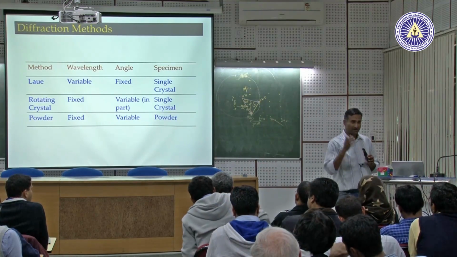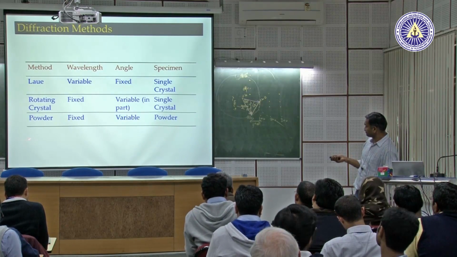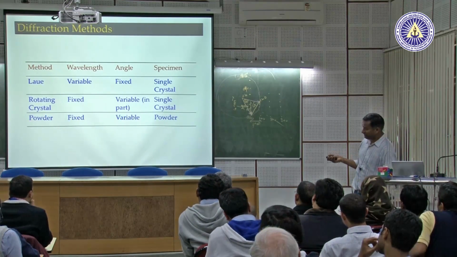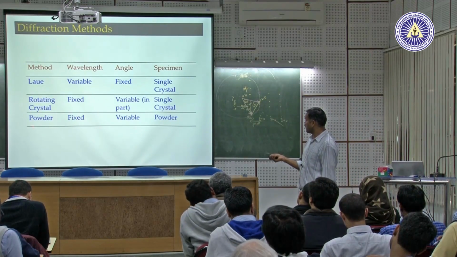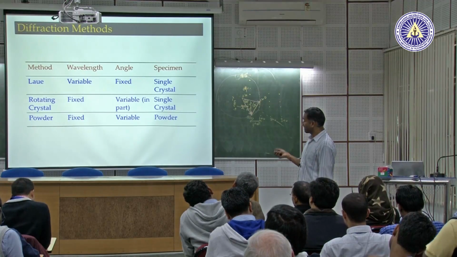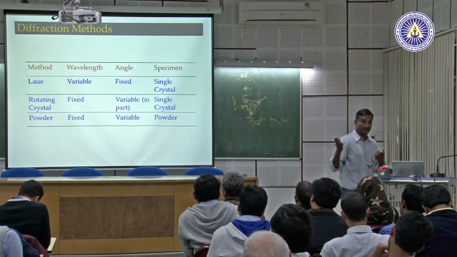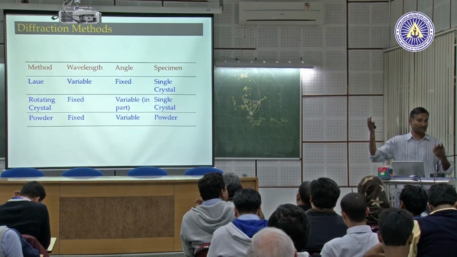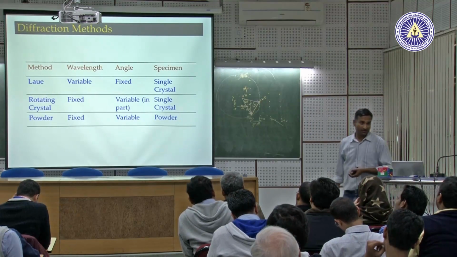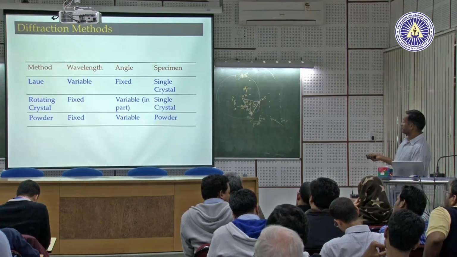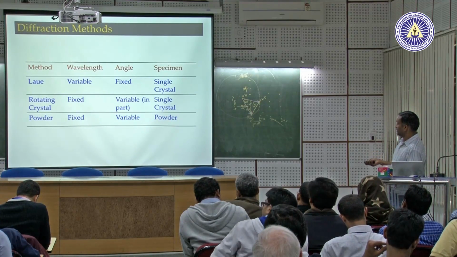That is, you rotate the crystal, and this is again useful for single crystal diffraction. And then you have powder diffraction, which is the most common diffraction method, where the sample is powder, the wavelength is fixed, but the angle is variable because it's a polycrystalline specimen. You have equal probability of each crystal being aligned to the incoming beam, giving you the Bragg condition, because of multiple orientations of grains. And this is basically the most common method.